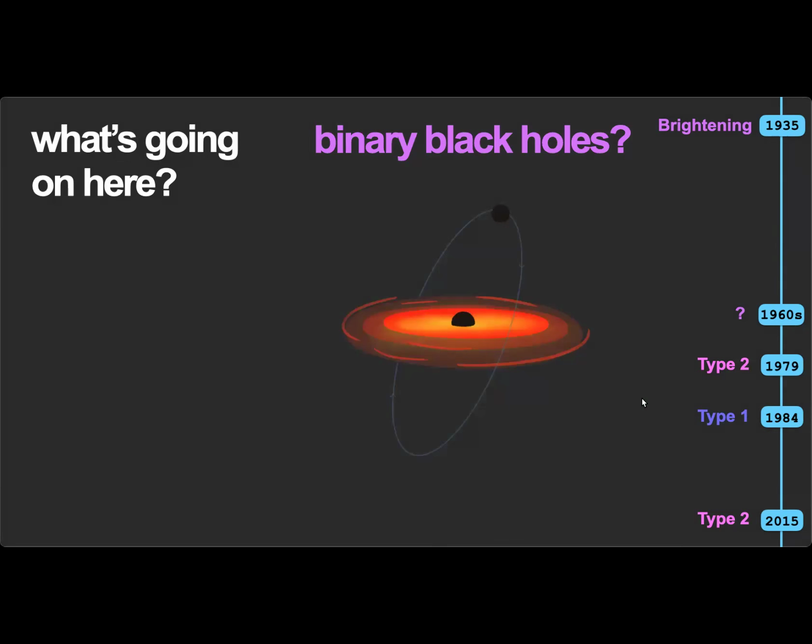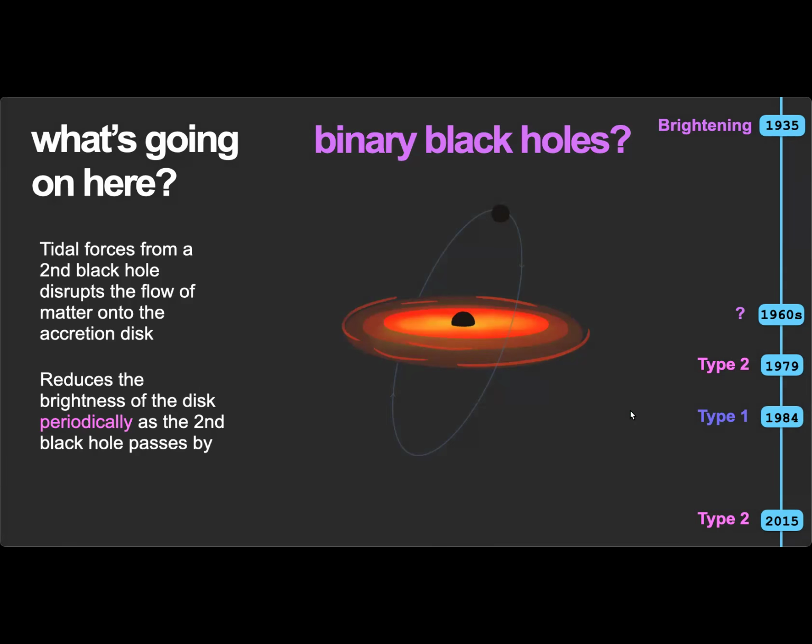The other fun option that has been explored in the literature is binary black holes. This is a merger remnant, so this is a fun thing to think about. Could the tidal forces from a second black hole be disrupting the flow of matter onto the accretion disk? And since we have something that's happened more than once, could this periodic cycle be attributable to something that is orbiting?